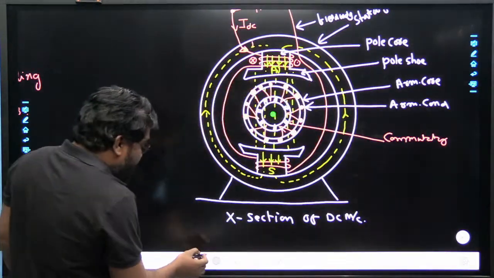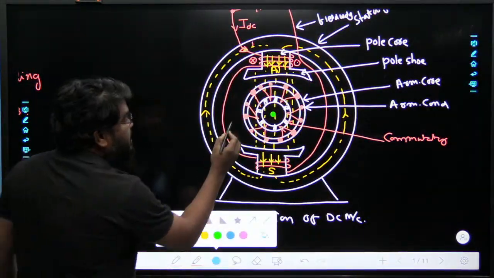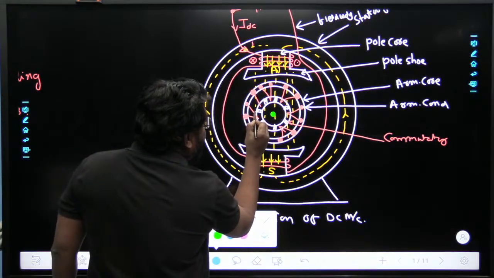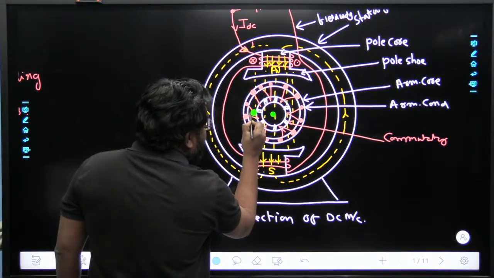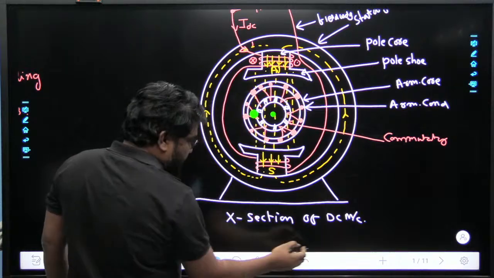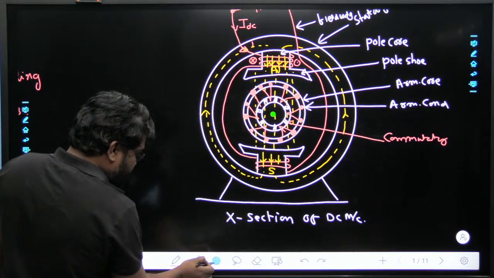Now where is the brush position? The brushes are placed on the commutator. The brush is placed on the commutator. Listen to this point.